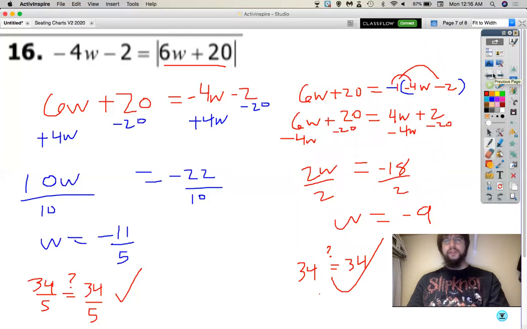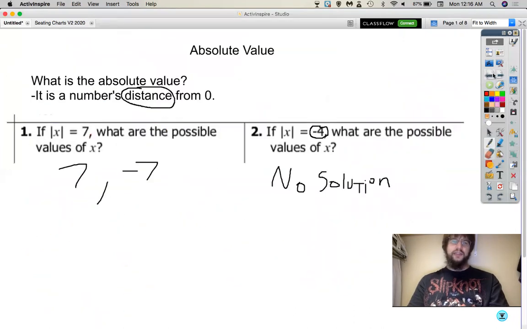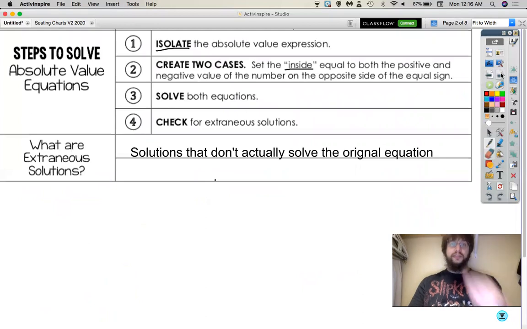So absolute value, you should have at least seen it before. You might not be familiar with working with it, but it's not too terrible. It's really not. As long as you remember that it can never equal a negative. It's the absolute value, it's the distance from 0, and to check for extraneous solutions, you should be good to go. That's it for now.